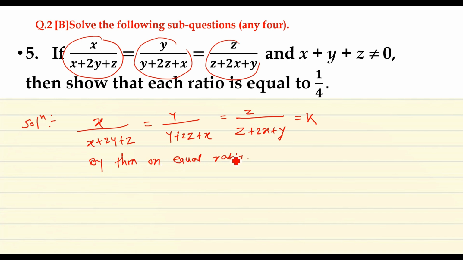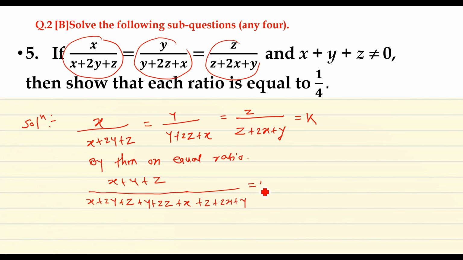So what the theorem on equal ratio says is, if I add all the terms in the numerator, x plus y plus z, and all the terms in the denominator, x plus 2y plus z plus y plus 2z plus x plus z plus 2x plus y, still the ratio will remain the same. There will be no change in the ratio. Now what I have in the numerator is x plus y plus z. So I'll purposely put the bracket here.